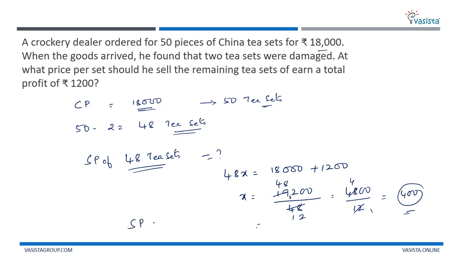So the selling price of those 48 should be 400 rupees each, so that he can make a profit of 1,200. The answer here is 400 rupees.